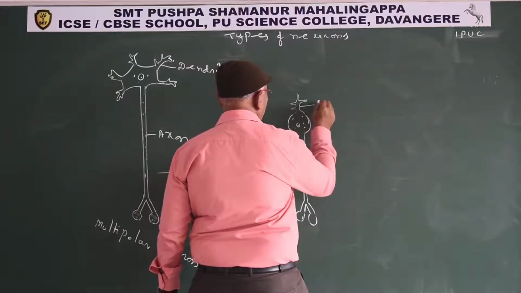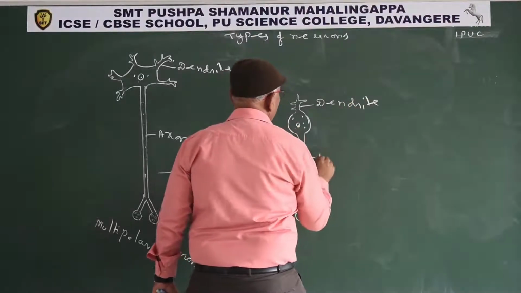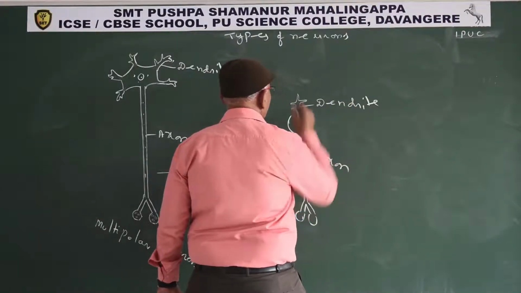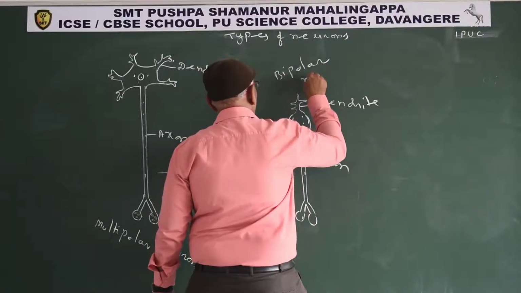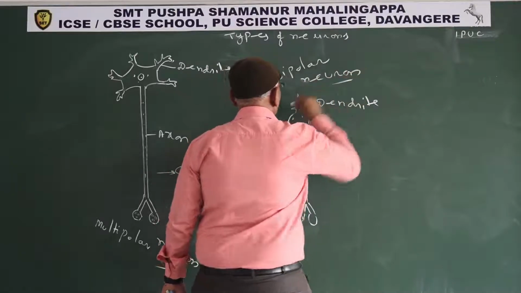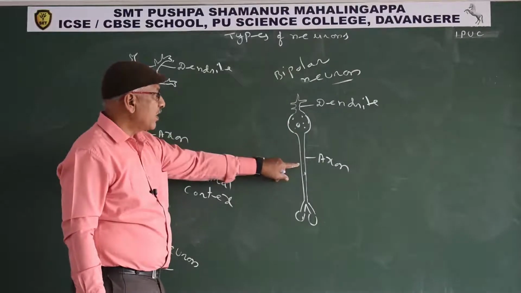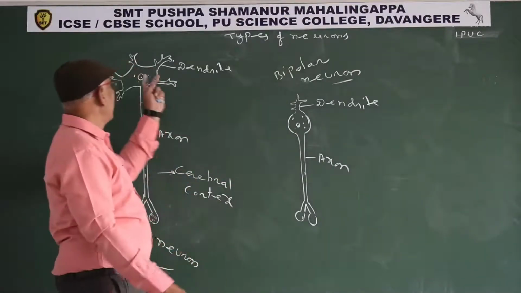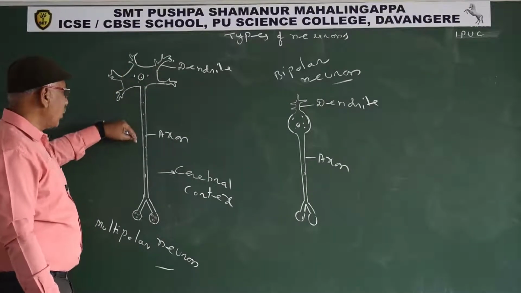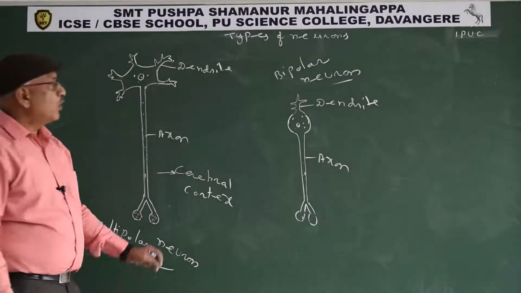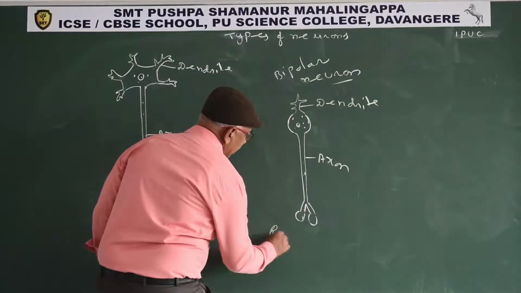If a neuron has one dendrite and one axon, it is a bipolar neuron. If a cyton has one dendrite and one axon, bipolar neuron. If a cyton has two or more dendrites and one axon, multipolar neuron. Bipolar neurons are present in the retina.